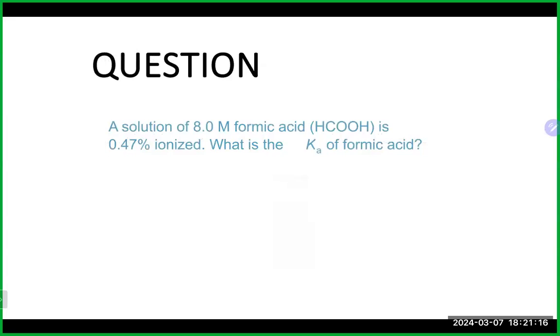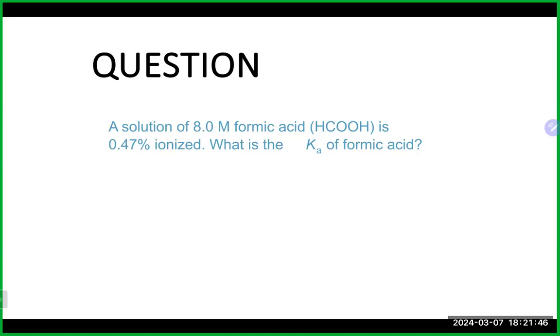So let's take a look at this problem here together. We have 8 molar formic acid, and it is 0.47% ionized. What is the Ka value here for formic acid? So we know a couple of things for formic acid. Is it a strong or weak acid? It is a weak acid, because we're looking for a Ka value.